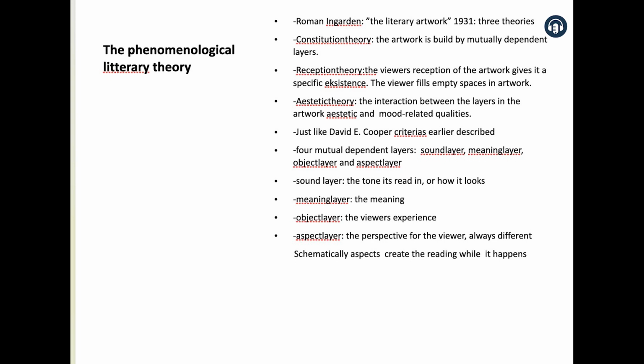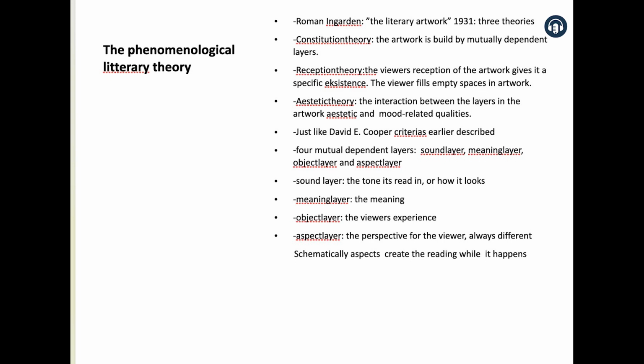Just like David E. Kuber's criteria described earlier. Four mutually dependent layers: sound layer, meaning layer, object layer, and aspect layer. The sound layer is the tone it's read in, how it looks for us, how the picture looks for us. The meaning layer is what the meaning is. The object layer is the viewer's experience, and the aspect layer is the perspective for the viewer, always different.